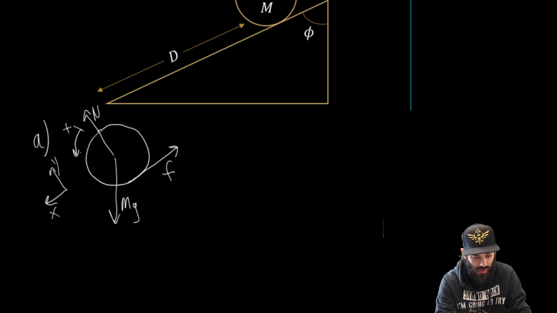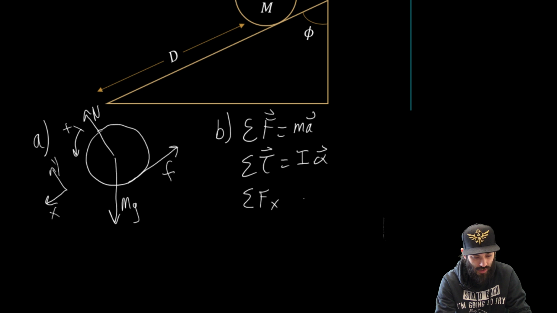Okay. So once we have our coordinate systems, we're ready to start writing Newton's laws. So we have the sum of the vector forces is equal to the mass times the vector acceleration, and the sum of the vector torques is going to be equal to the moment of inertia, I, times the angular acceleration, alpha. Now we want to break this apart in x and y for our forces, so the sum of forces in the x direction.